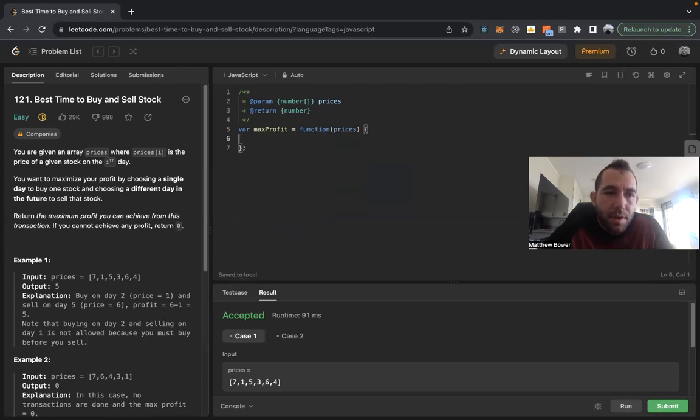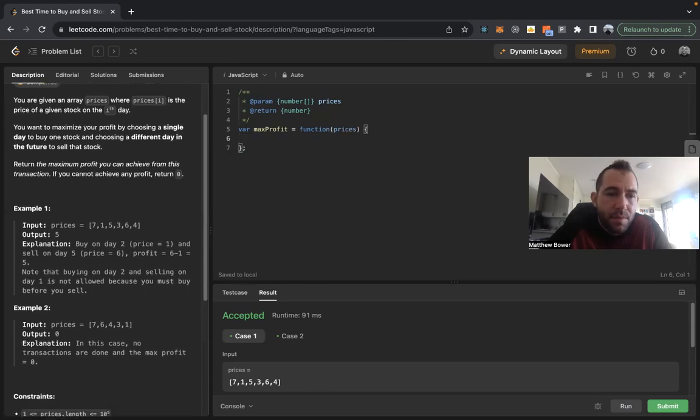Today I'll be demonstrating problem 121, best time to buy and sell stock on Leetcode. You are given an array of prices where prices[i] is the price of a given stock on the ith day. You want to maximize your profit by choosing a single day to buy one stock and choosing a different day in the future to sell that stock. Return the maximum profit you can achieve from this transaction. If you cannot achieve any profit, return 0.